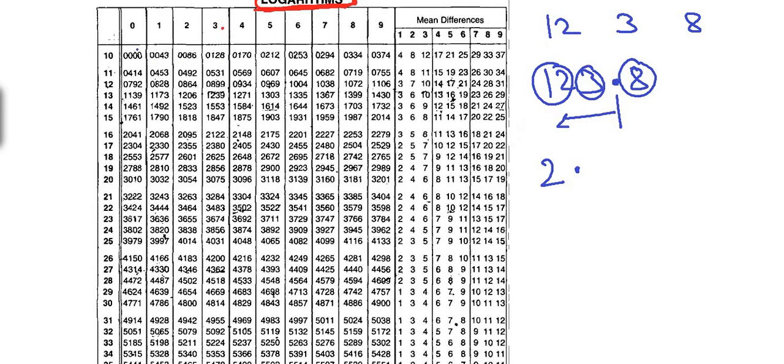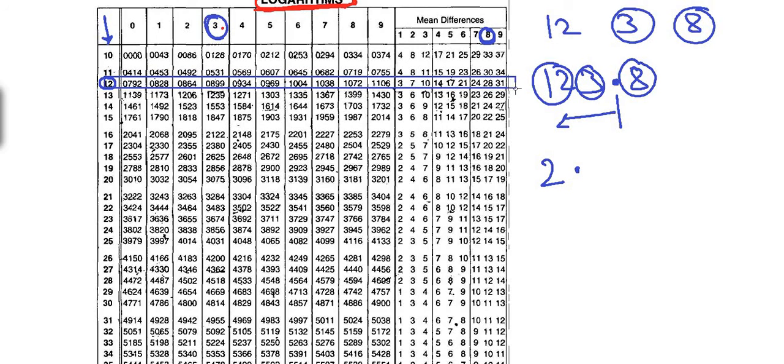Locate 12 in the first column. This is the first column. Locate 3 in the first row. Over here you have to locate 3. And the mean difference 8. Locate 8 in the mean difference. So this is where 8 is. Let us mark the corresponding row. This is the row of 12. This is the column of 3. And the mean difference of 8.